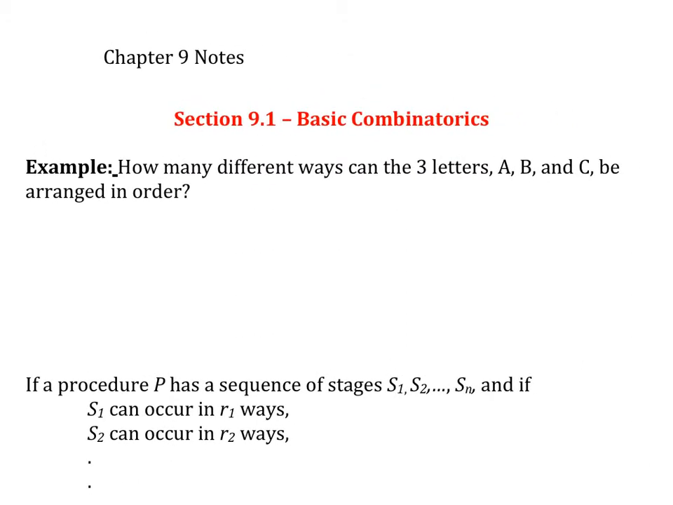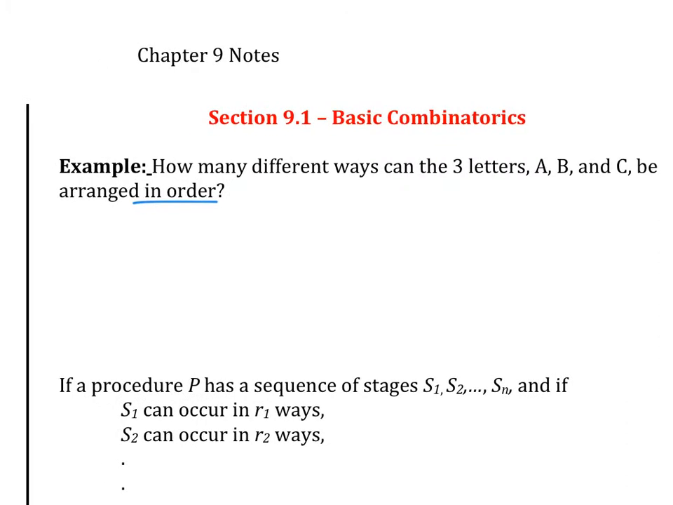All right, first one. How many different ways can 3 letters A, B, C be arranged in order? How many ways can 3 letters A, B, C be arranged in order? What do you think? 9. That is not correct. 6. Yes, correct. 6. Now, how do you, let's come back to notes.